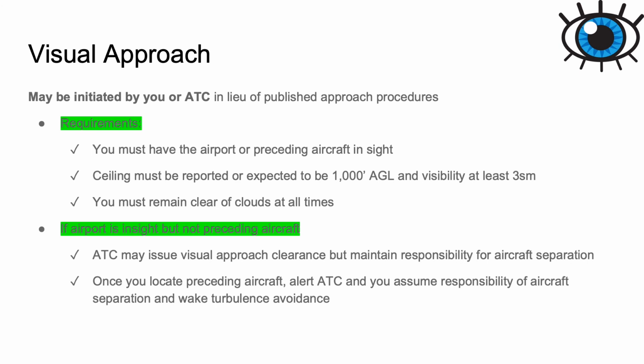If you've got the airport in sight but not the preceding traffic, they can still issue a visual approach. But once you locate the other aircraft, you have to let them know right away, and then you have the responsibility for following that aircraft.